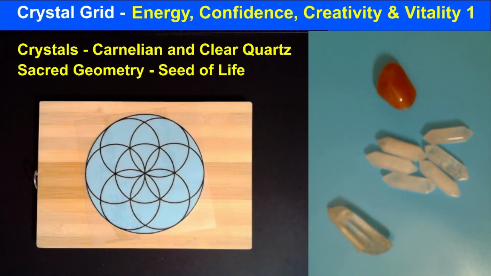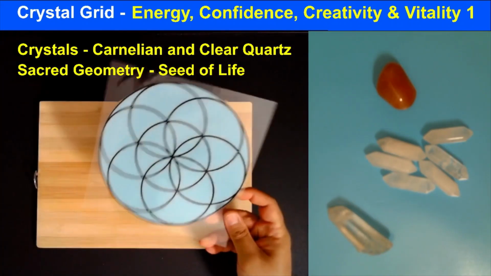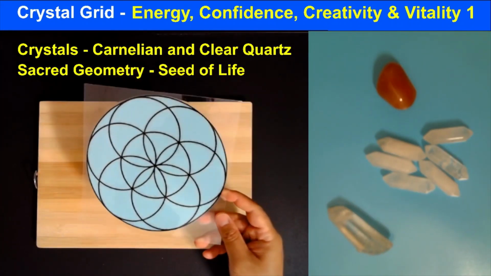Now, crystal grids usually combine two important things. One is applying a certain geometric pattern, which is part of sacred geometry, and the other is arranging healing crystals or even stones into that geometric pattern. For this video, we will be using the geometric pattern of the seed of life. This is the seed of life.